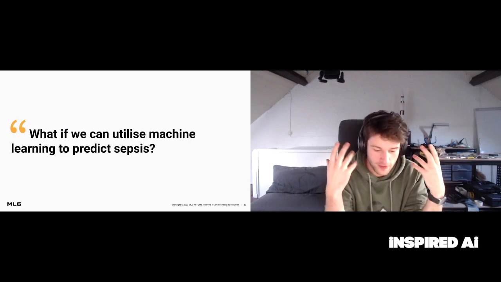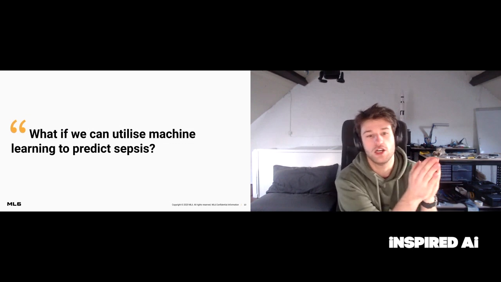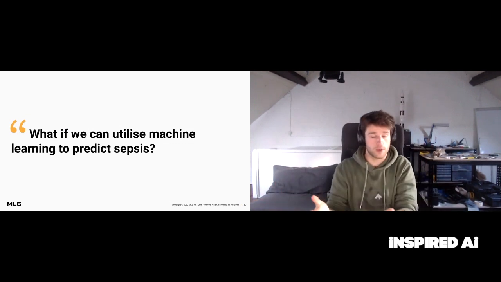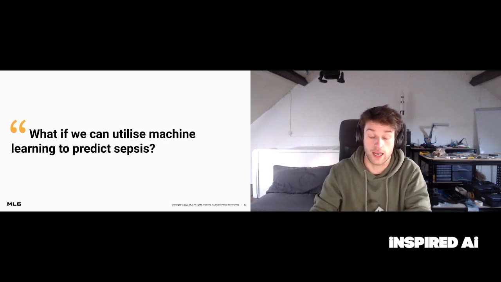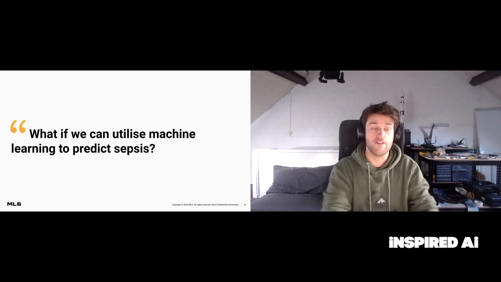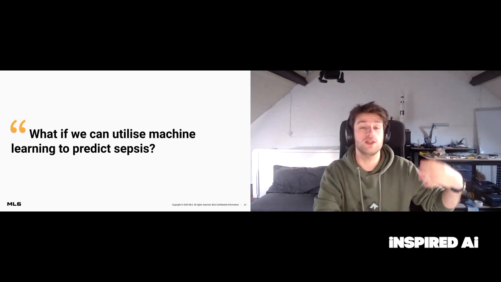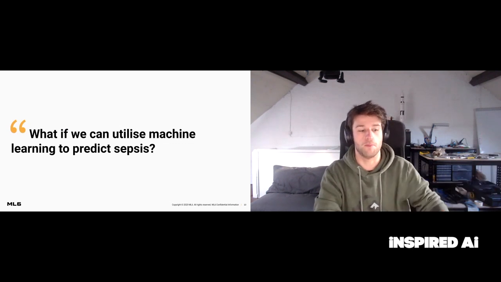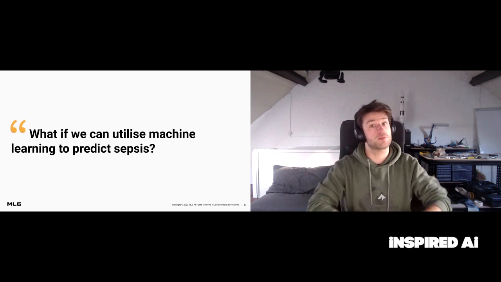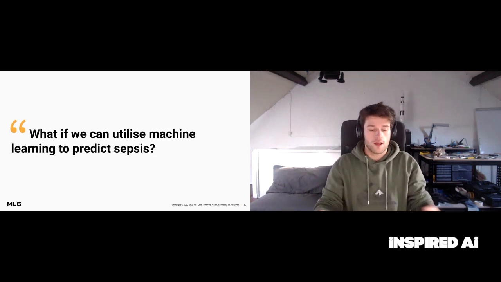So then the question starts brewing in your mind if you see this: what if we can utilize machine learning to predict, for example, sepsis? Sepsis is blood poisoning. It's very dangerous, especially at that age, and every minute counts. So if you can get there when only the symptoms are coming up, but there is no shock yet, then that's a great deal of value.